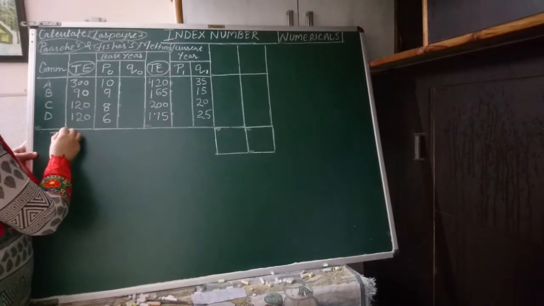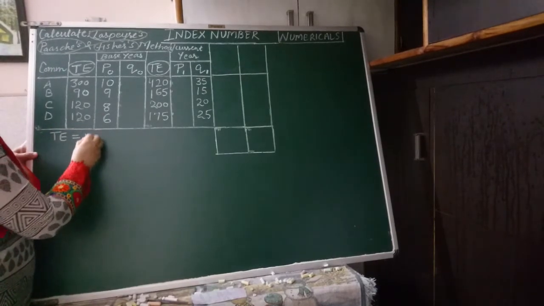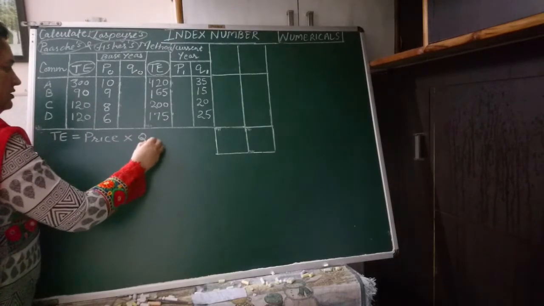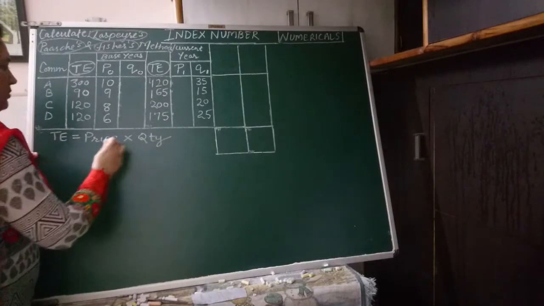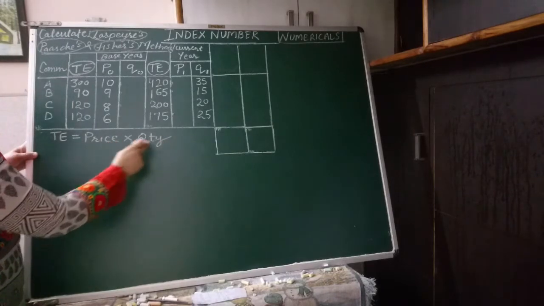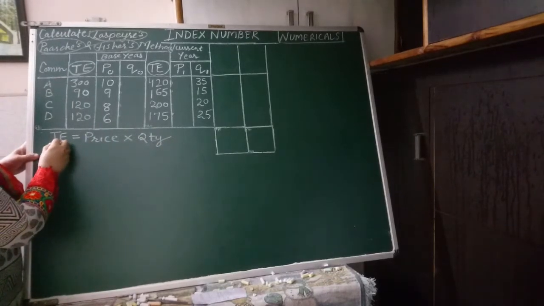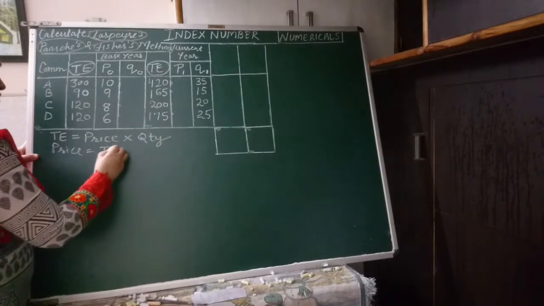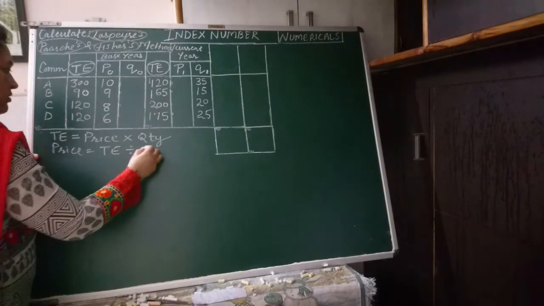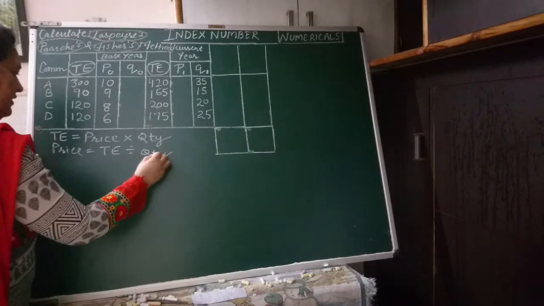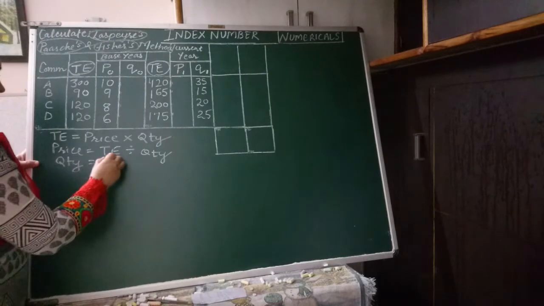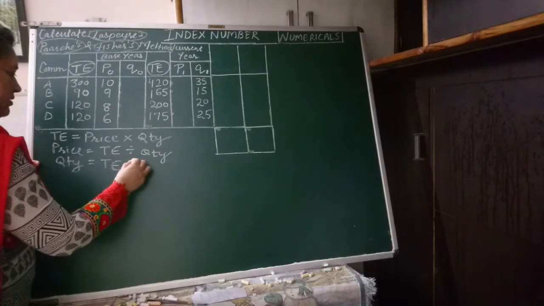Because total expenditure can be calculated when price is multiplied by quantity, either base year price and base year quantity, or current year price and current year quantity. Then for the calculation of price, price is equal to total expenditure divided by quantity. And if we have to calculate quantity, then total expenditure will be divided by price.